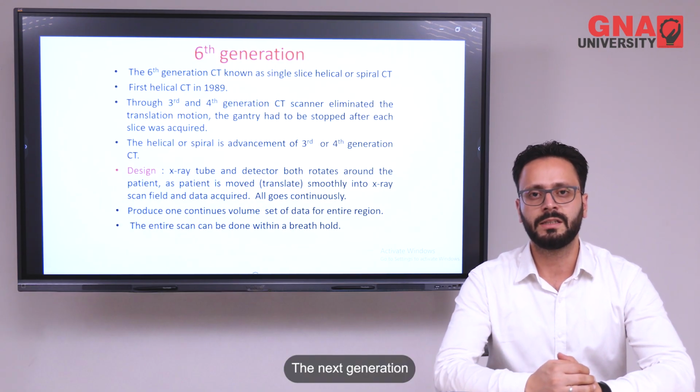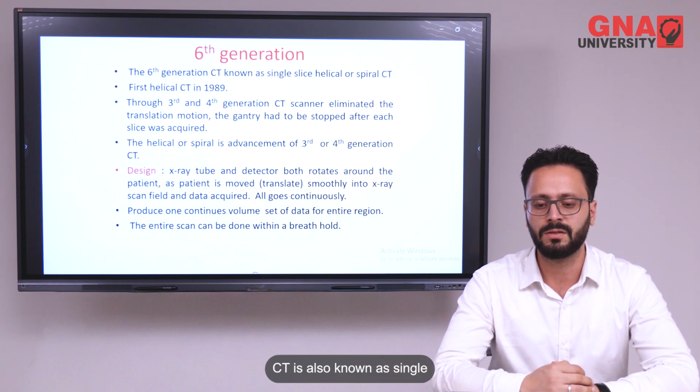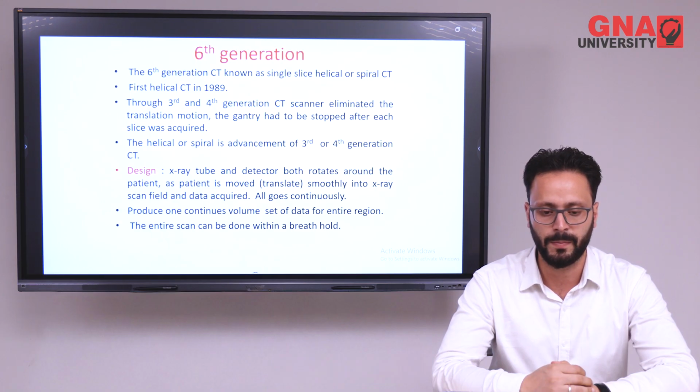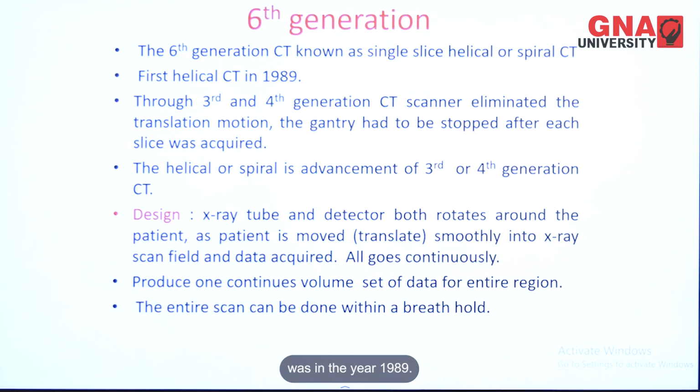The next generation is known as 6th generation of CT. The 6th generation CT is also known as single slice, helical or spiral CT. So the first helical CT that was developed and was clinically used was in the year 1989. So through 3rd and 4th generation CT scanners, we eliminated the translation motion, but gantry again had to stop because the X-ray tube was again utilizing the wires.